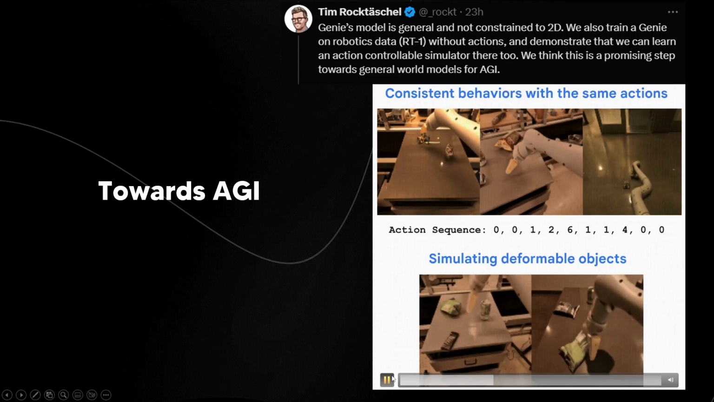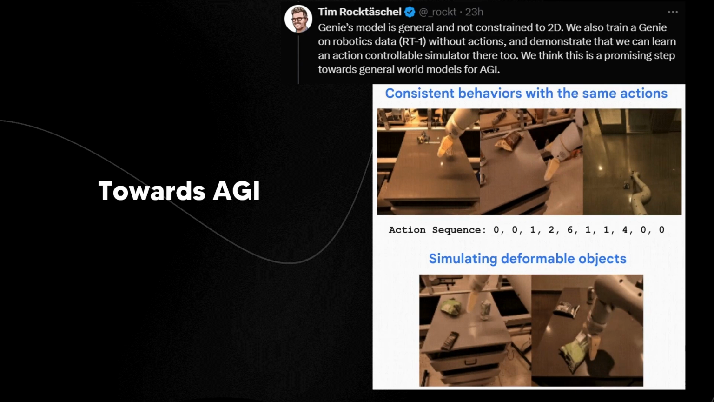Now, why is this such a good thing? Because essentially the Genie model is being described as general, which implies that it is not limited to a specific type of data or application. And in the context of machine learning, this suggests that the model has a wide range of potential uses or can be applied to various types of data beyond just 2D images or environments. Now, the mention of not being constrained to 2D indicates that it can handle data in more complex formats, which indicates the 3D dimensions that we actually did just see there.